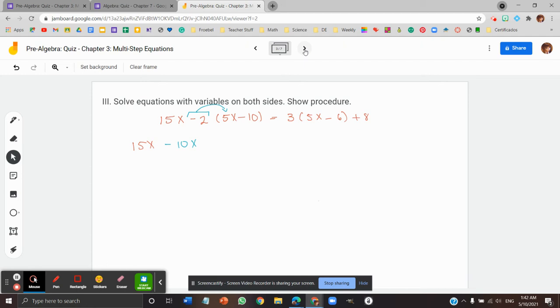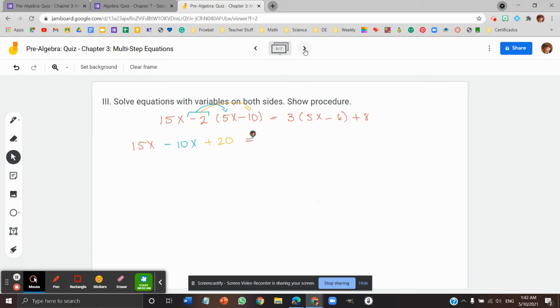The same thing I'm going to do with the 10. Now I have negative 2 multiplied by negative 10. Negative times a negative is a positive. 2 times 10 is 20. I hope you can see where everything came from.